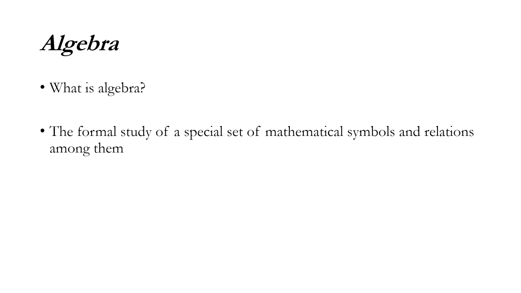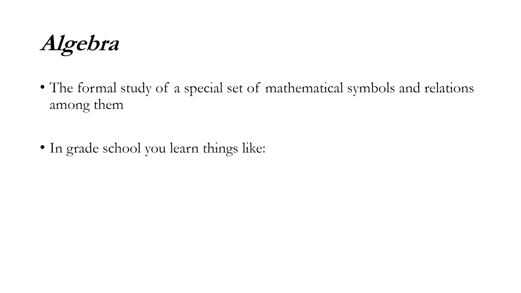What is it? Roughly strictly speaking, it's a formal study of a special set of mathematical symbols and relations among them. In grade school, you learn things like 2 plus 3 equals 5. This area of math is called arithmetic. Later, you learn to solve equations like this. X is a variable, it could be any number. X plus 3 equals 5, we know the answer to that.